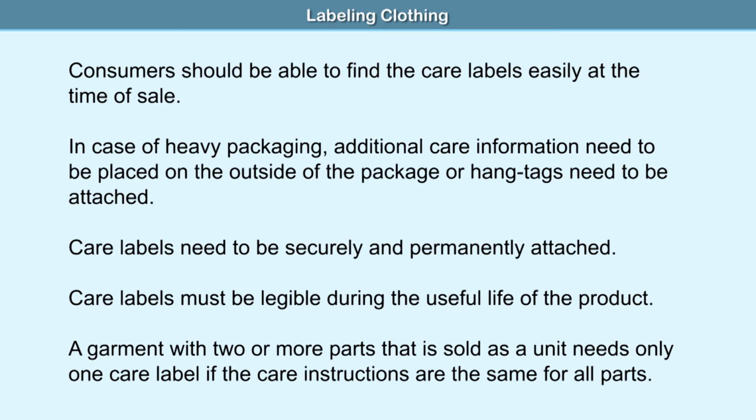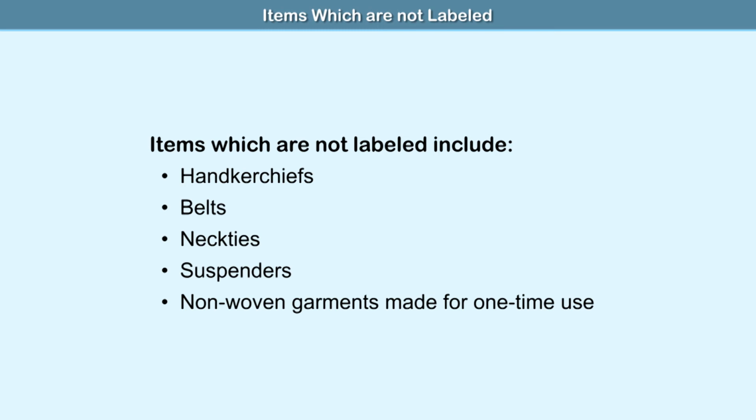A garment with two or more parts that is sold as a unit needs only one care label if the care instructions are the same for all parts. Items which are not labeled include handkerchiefs, belts, neckties, suspenders, and non-woven garments made for one-time use.